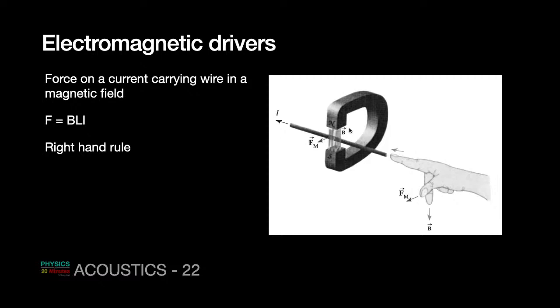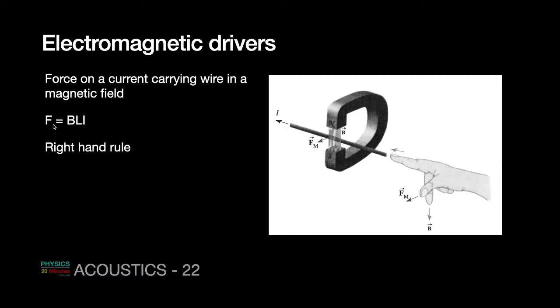Now just imagine what will happen if this is an alternating current. What is an alternating current? A current which keeps flipping its direction. Why are we assuming alternating current? Because we know that all sound wave patterns, if you use Fourier analysis, can be broken down to a series of sine and cosine waves.